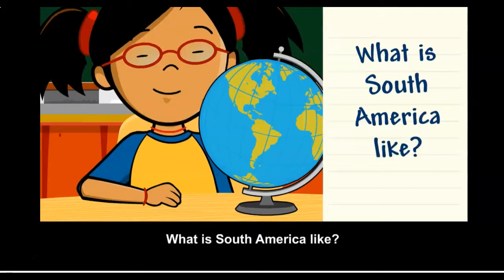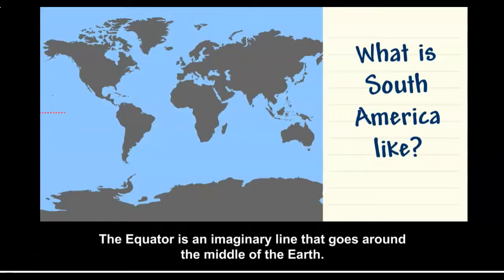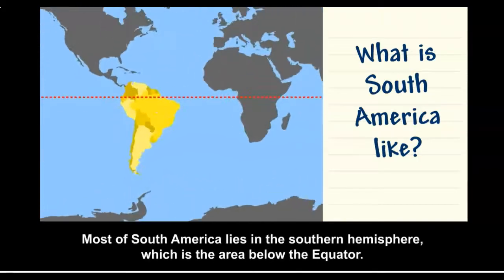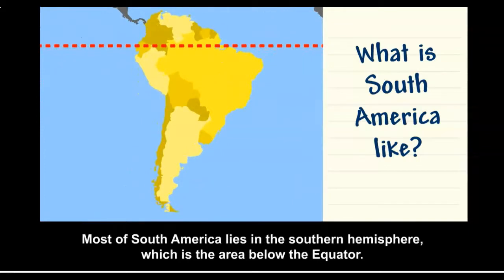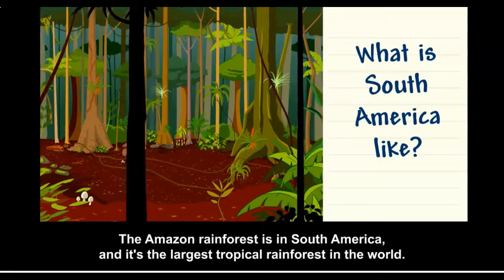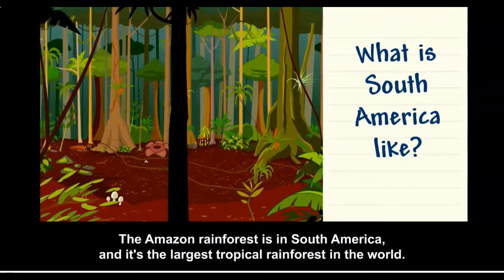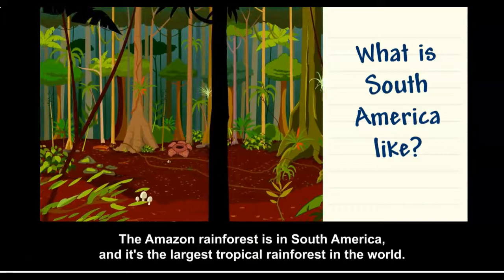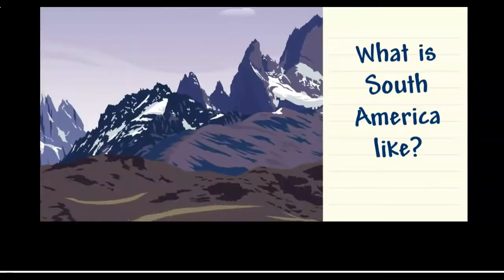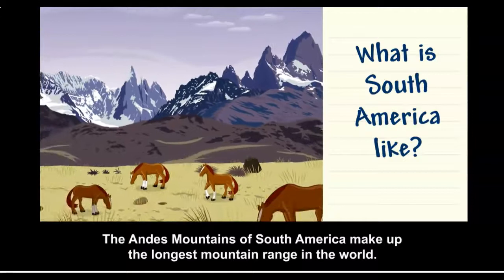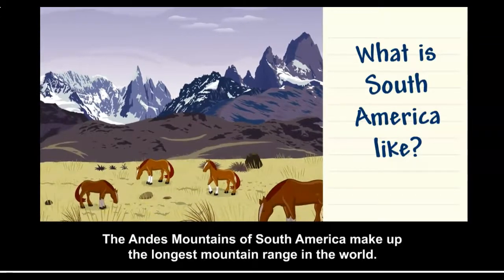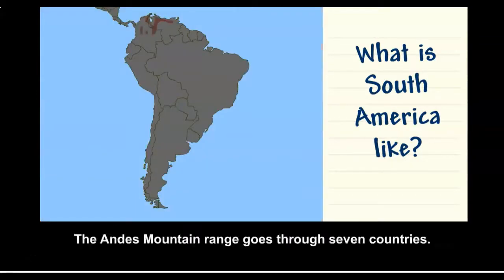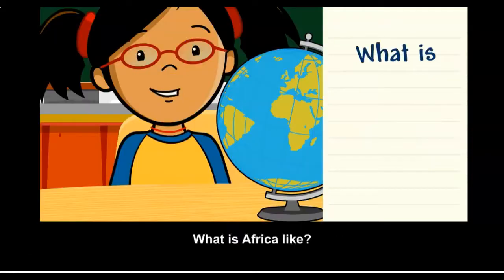What is South America like? The equator is an imaginary line that goes around the middle of the Earth. Most of South America lies in the southern hemisphere, which is the area below the equator. The Amazon rainforest is in South America, and it's the largest tropical rainforest in the world. The Andes Mountains of South America make up the longest mountain range in the world. The Andes mountain range goes through 7 countries.